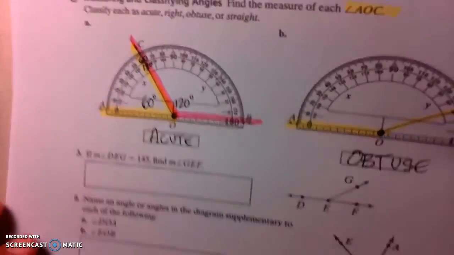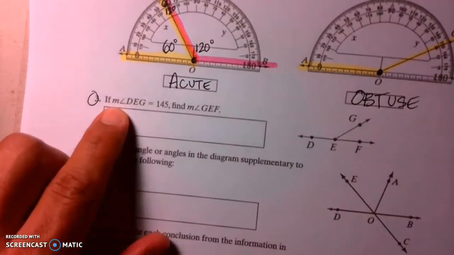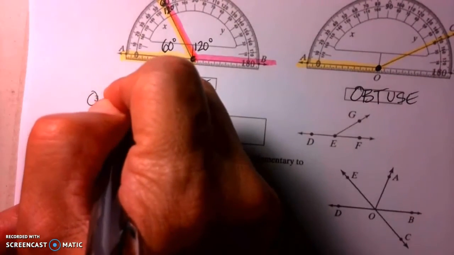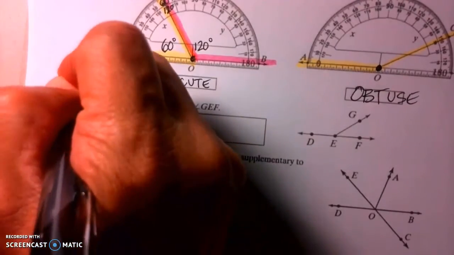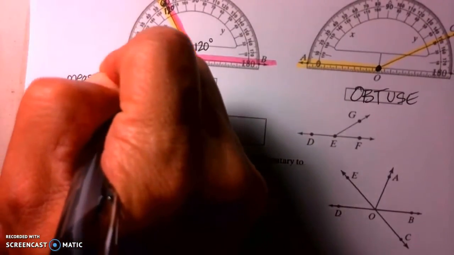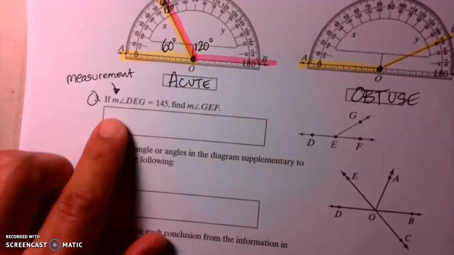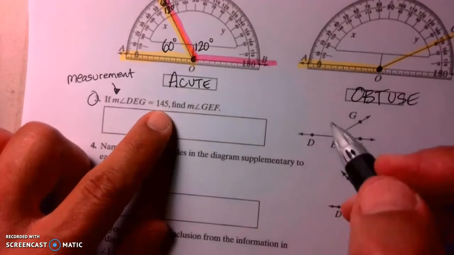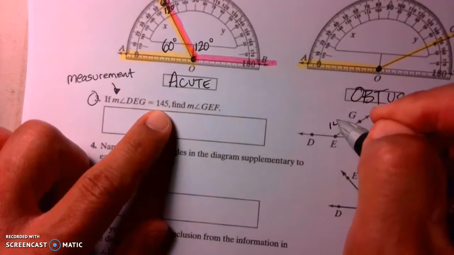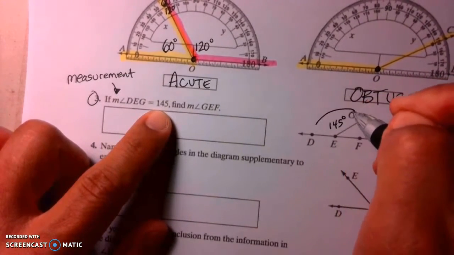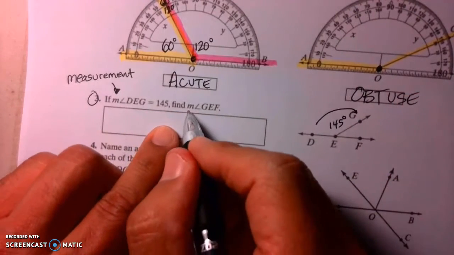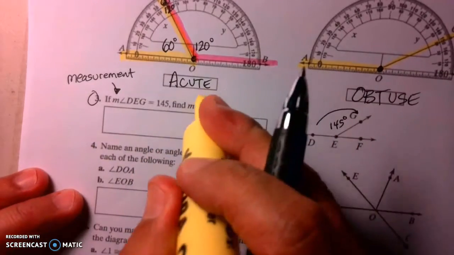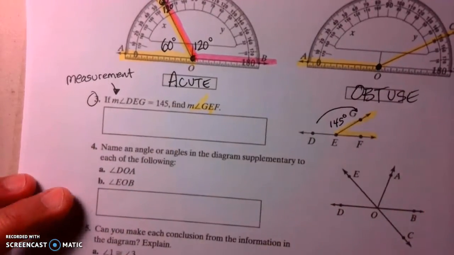Okay, number 3 here. If the measurement of angle DEG, first of all, this little M here doesn't mean a point, this means the measurement. And so they're asking for how many degrees something might be. If the measurement of angle DEG is 145 degrees, so DEG, this is a 145 degree opening. From here to here, it's 145 degrees. Figure out the M for measurement of GEF. So basically, what is the measurement of this yellow angle there?